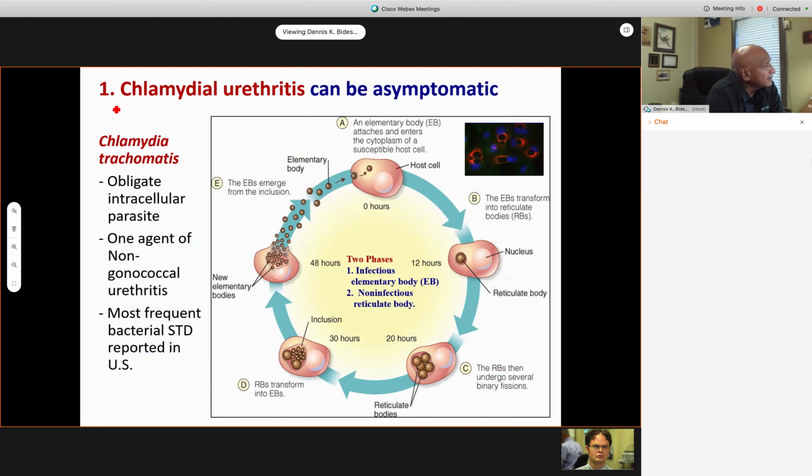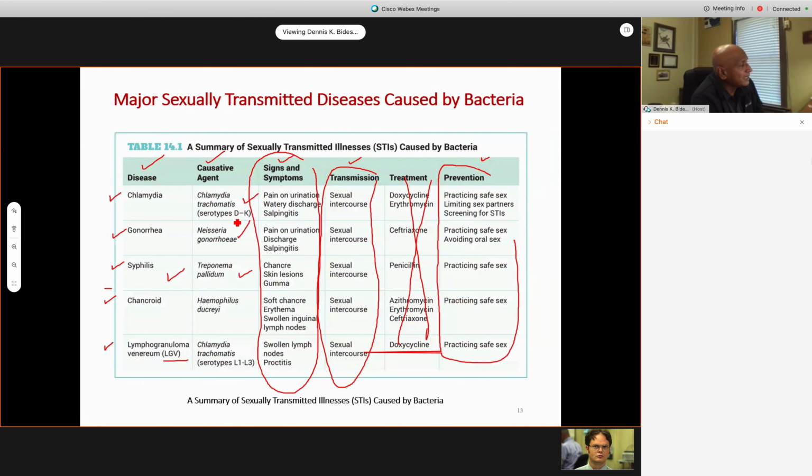The first on the list is the top bacterial STI, or STD. It's chlamydia urethritis, or chlamydia infection. The organism that causes this is chlamydia trachomatis. All right? Now, there are many different strains of chlamydia trachomatis, and they cause different diseases. The ones that we're looking at, as I mentioned to you before in this table, are D through K. So these are the major serotypes. Notice this. This is chlamydia trachomatis. It causes the typical chlamydia that you hear about, the STD. There are other strains that cause LGV.